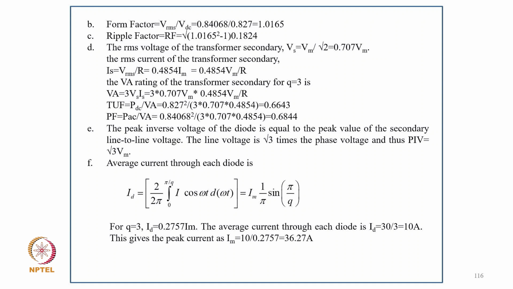The peak inverse voltage of the diode is equal to the peak value of the secondary line to line voltage. Line voltage is root 3 times the phase voltage, and thus the peak inverse voltage is root 3 VM.